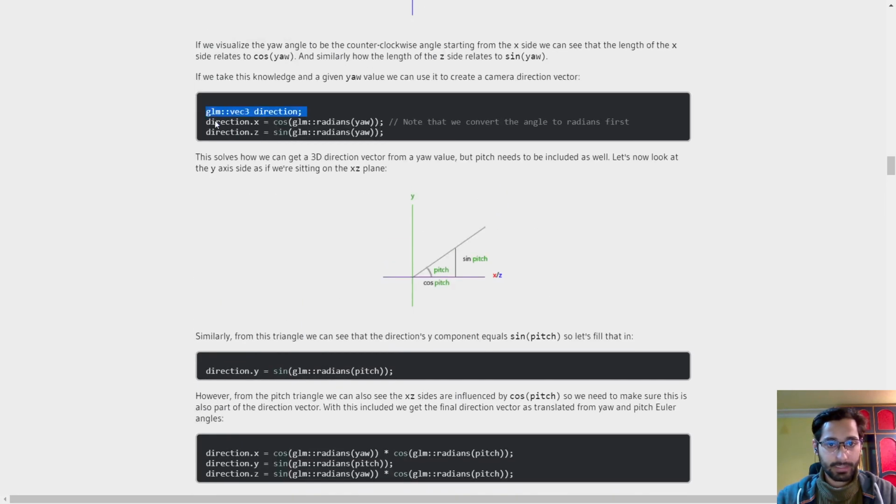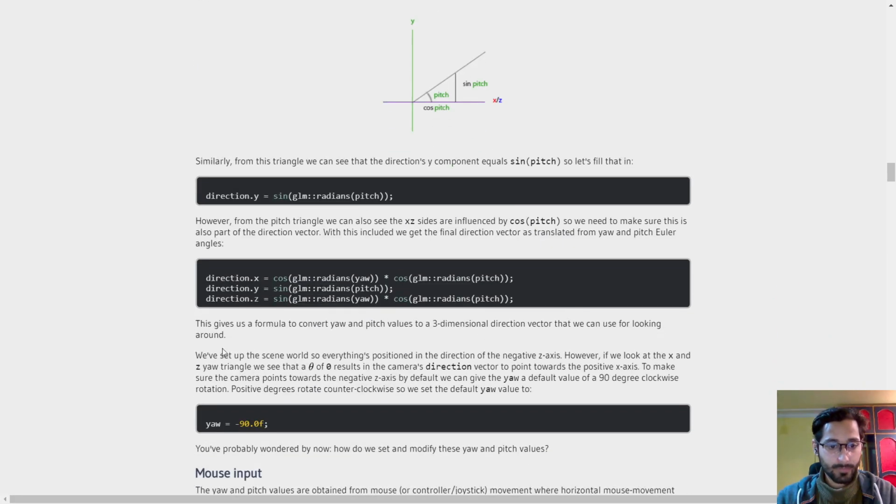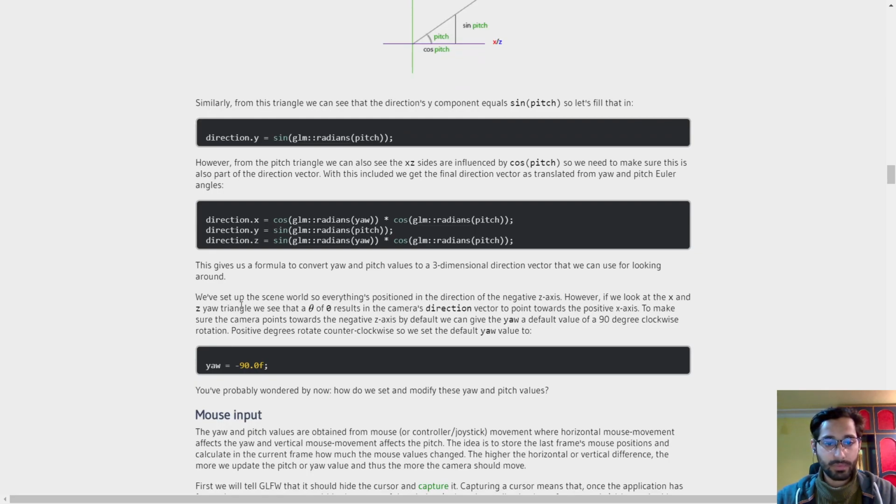It's basically combining this for the yaw and this for the pitch. This gives us a formula to convert yaw and pitch values to a three-dimensional direction vector that we can use for looking around. We've set up the scene world so everything's positioned in the direction of the negative z-axis.